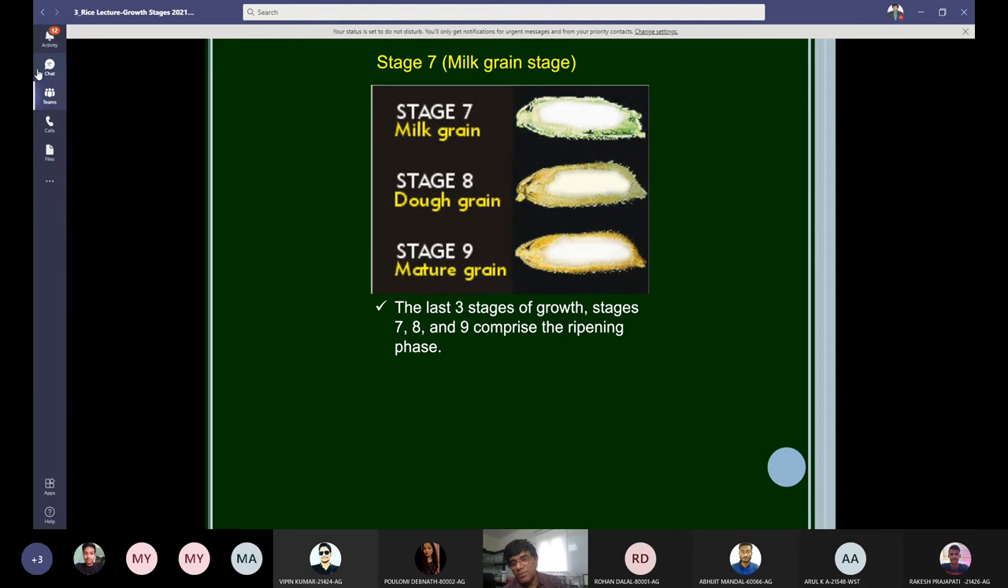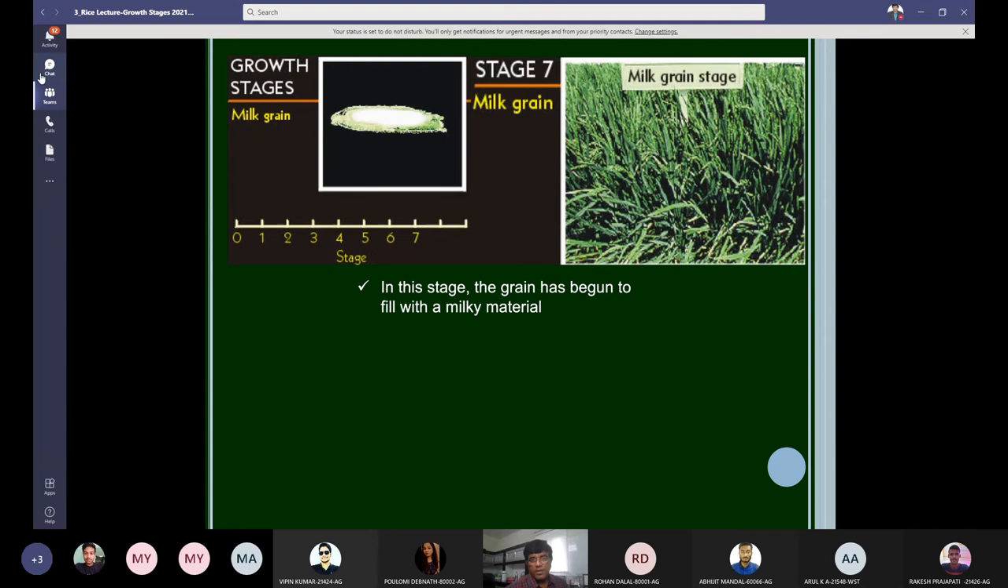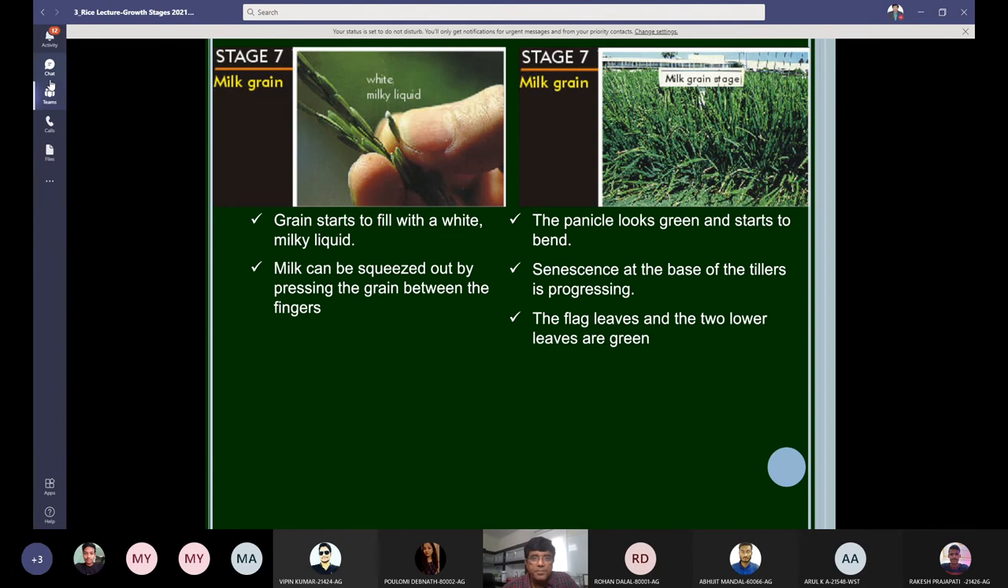So in the milk grain stage, the grain has begun to fill with a milky material. You can see the crop also at the milky stage. Grain starts to fill with a white milky liquid. Milk can be squeezed out by pressing the grain between the fingers. You can see on the top, you can take out the milk by pressing the grain with the fingers. So that is the identity of the milk grain stage in rice. The panicle looks green and starts to bend here. Bending will start at this stage.